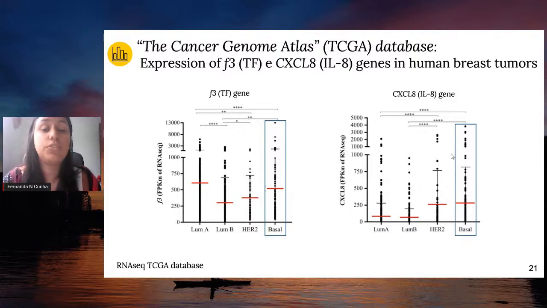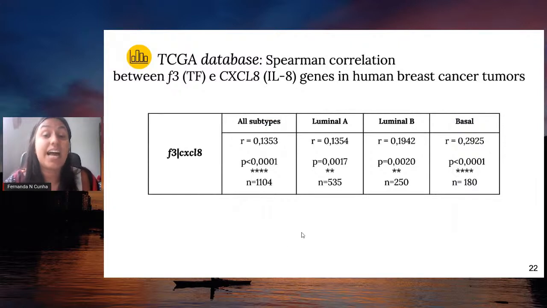In order to evaluate if our in vitro results could be transposed to human breast tumors in patients, we used transcriptome data from human breast carcinoma deposited in the public TCGA database. We observed that F3 and CXCL8 genes tend to be highly expressed in aggressive basal subtypes of breast cancer when compared to less aggressive luminal subtypes. We also saw a positive correlation between F3 and CXCL8 gene expression, with a higher Spearman correlation coefficient being observed for the aggressive basal subtype.